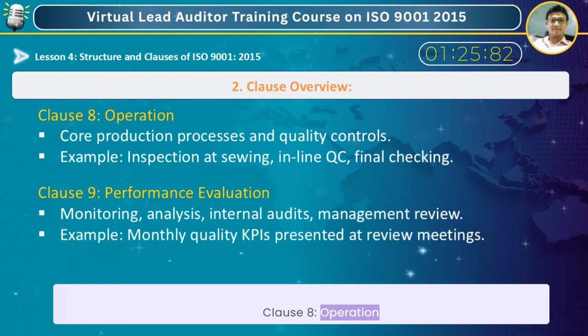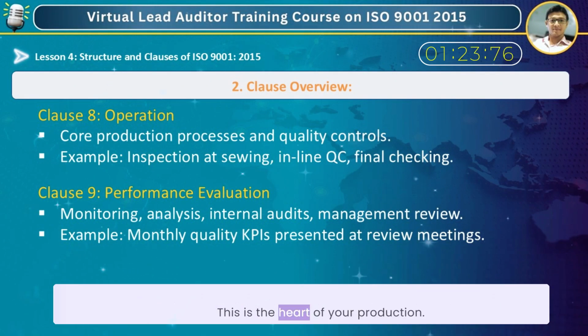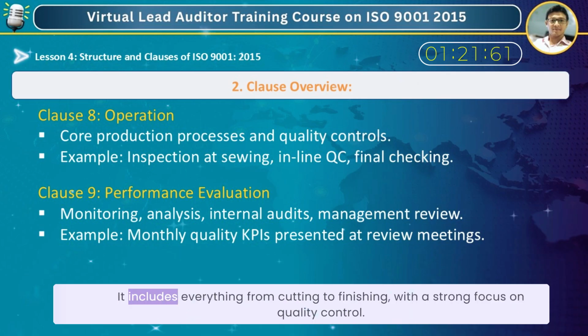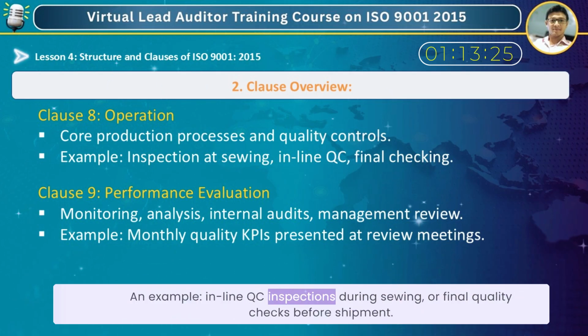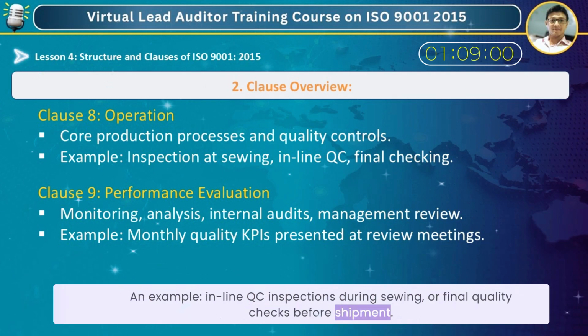Clause 8. Operation. This is the heart of your production. It includes everything from cutting to finishing, with a strong focus on quality control. An example: inline QC inspections during sewing, or final quality checks before shipment.